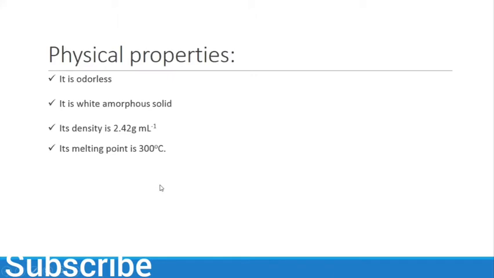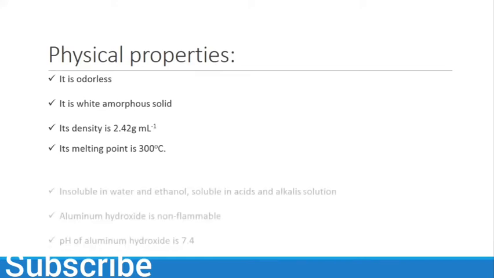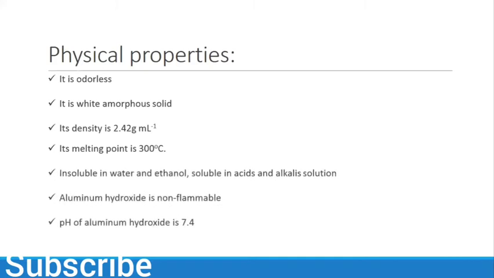And what are the physical properties? It is odorless, a white amorphous solid, its density is 2.42 gram per milliliter, and its melting point is 300 degrees. It is insoluble in water and ethanol, and soluble in acid and alkali solutions. Aluminum hydroxide is non-flammable. The pH of aluminum hydroxide is 7.4. You just have to cram all these things by yourself: odorless, white amorphous solid, density, melting point, insoluble in water and ethanol, soluble in acids and alkalis.